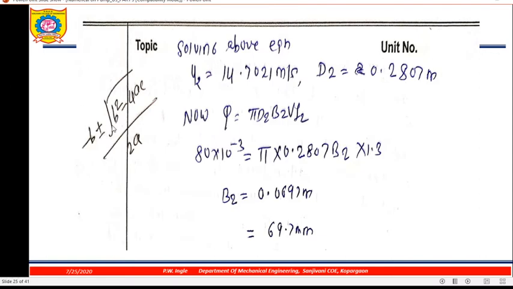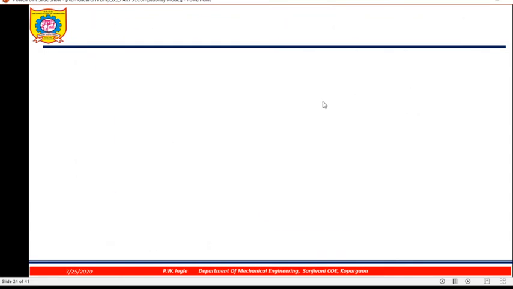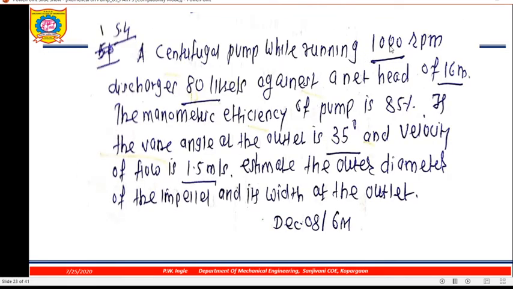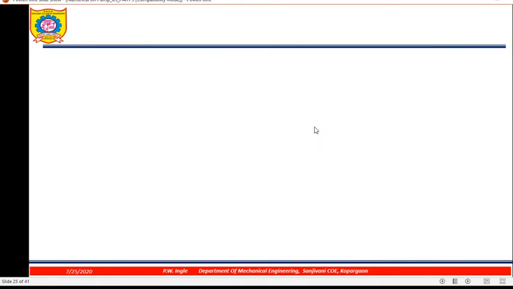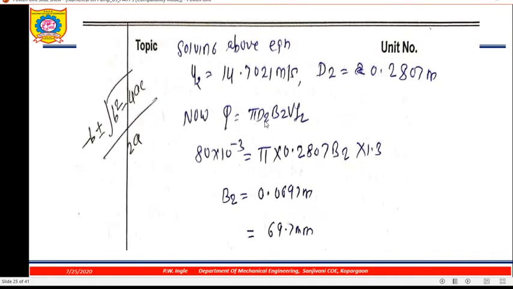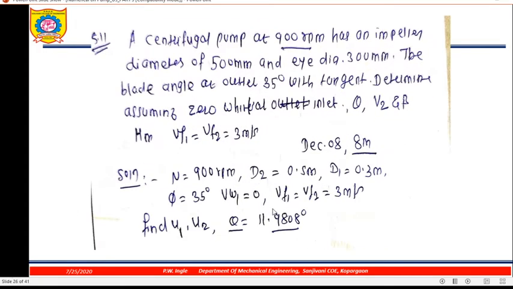You can get the roots by using this formula, minus b plus minus square root of b square minus 4ac upon 2a. So solving the above equation, you will get U2 as 14.7021 meter per second. Then what is U2? Pi D2 N by 60. So by using that, you can get the value of D2. Okay, correct? Because N is given as 1000 rpm. Then Q is pi D2 B2 Vf2. So by putting the values, you can get the value of B2. So it is 69.7 mm.